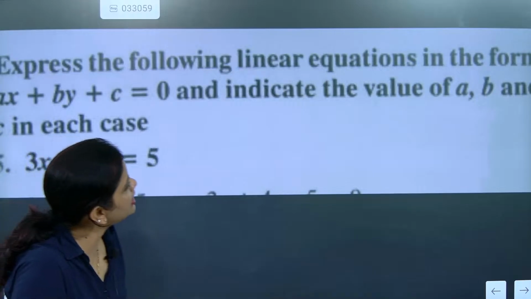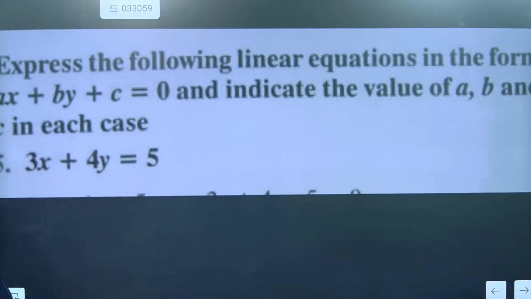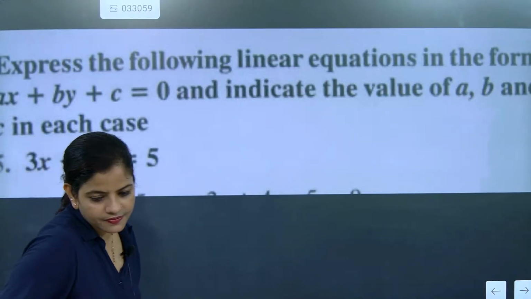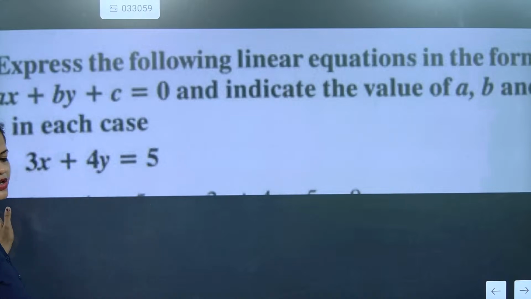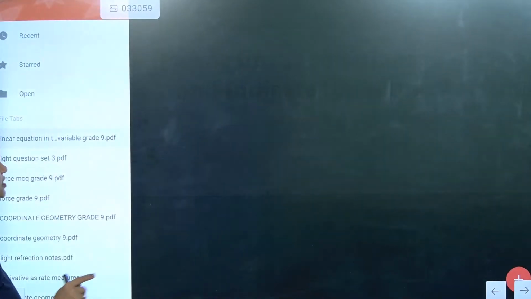Express the following linear equation in the form of ax plus by plus c equal to 0. 3x plus 4y minus y is equal to 0. Very good, beta. This question is very easy. I'm just moving out so that you can see. Option B. Now look at the previous question, the answer is correct only.